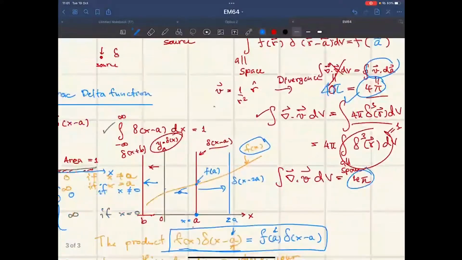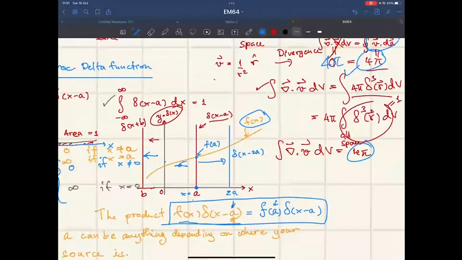Is that clear? So from this point, we know that the divergence of 1 over r square r-hat here is equal to 4 pi Dirac delta function, like that. All right.